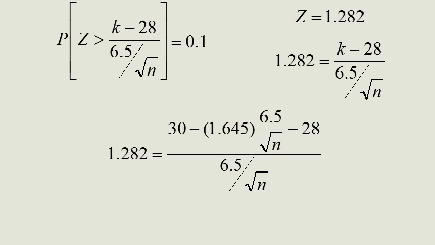It's not really as hard as it looks. After you multiply the denominator over to the other side, you can multiply through by root n. Eventually you see that n is equal to 90.49, round up to 91.